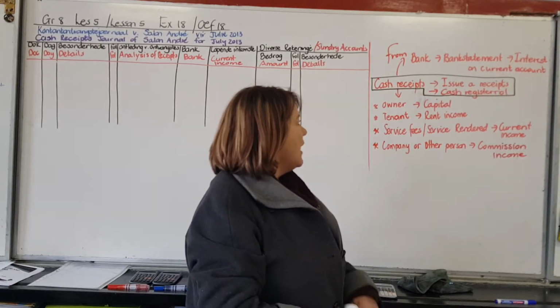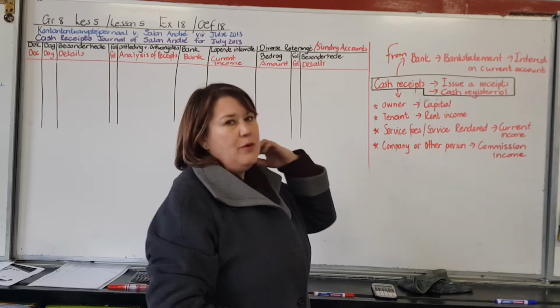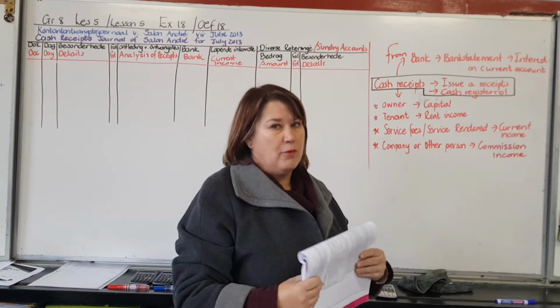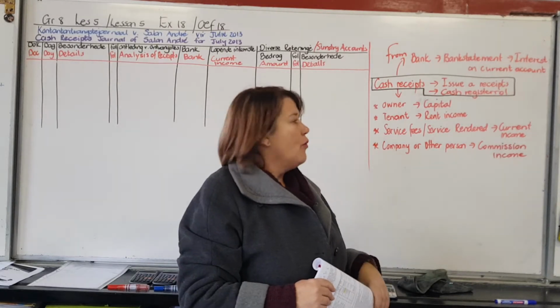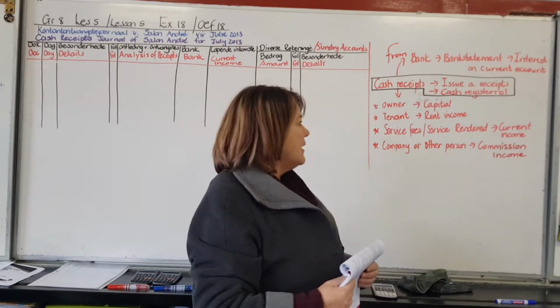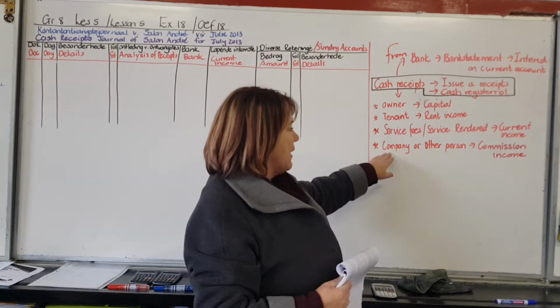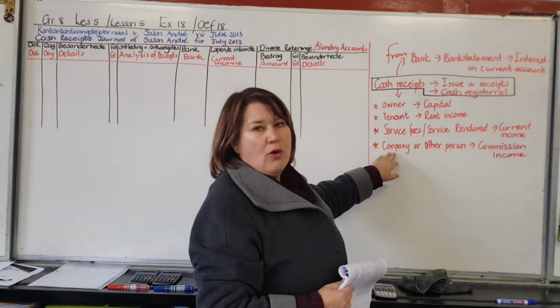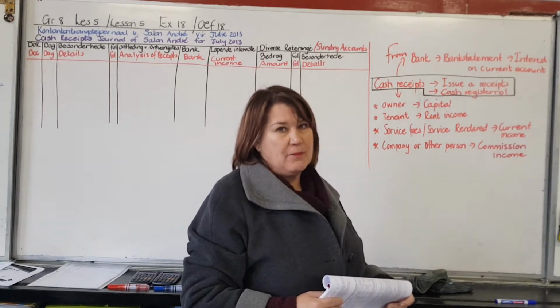All right? Who do we receive money from? From the owner. When the business receives money from the owner, it's capital. When the business receives money from the tenant, it is rent income. When the business receives money from another company, business or person, it can be commission income.